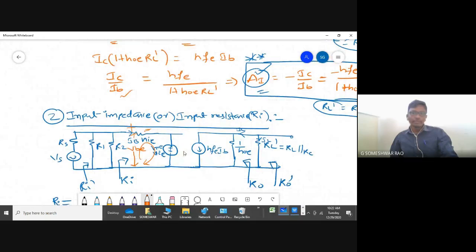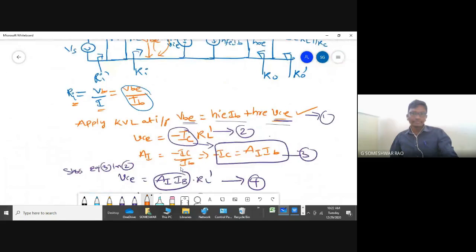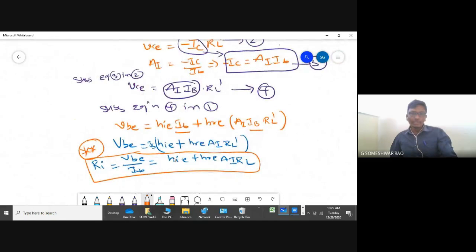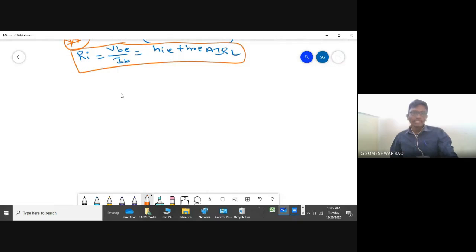Okay, so let me go for a third parameter. Third parameter, put a subheading as voltage gain. We are under step 4, sir. Step 4, we have to derive all the parameters. Third parameter is nothing but voltage gain. Can you tell me what is a voltage gain? Definition of a voltage gain.